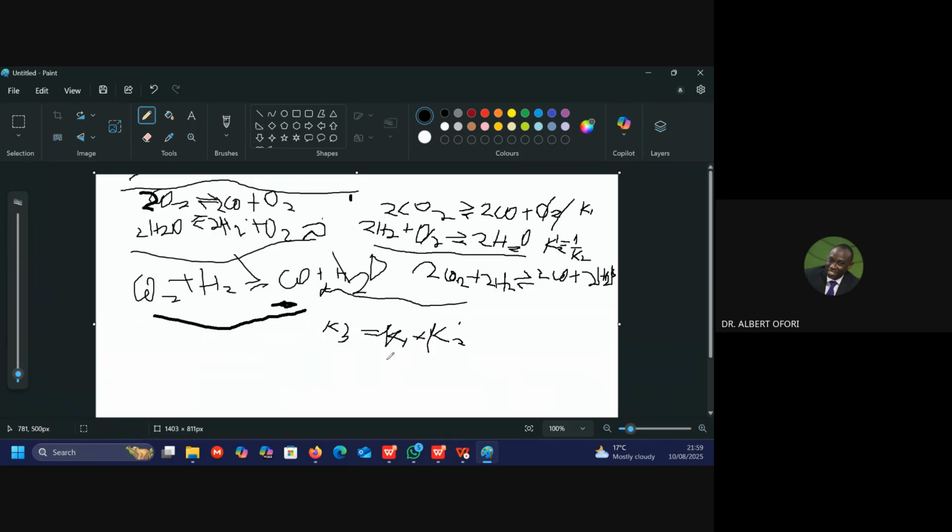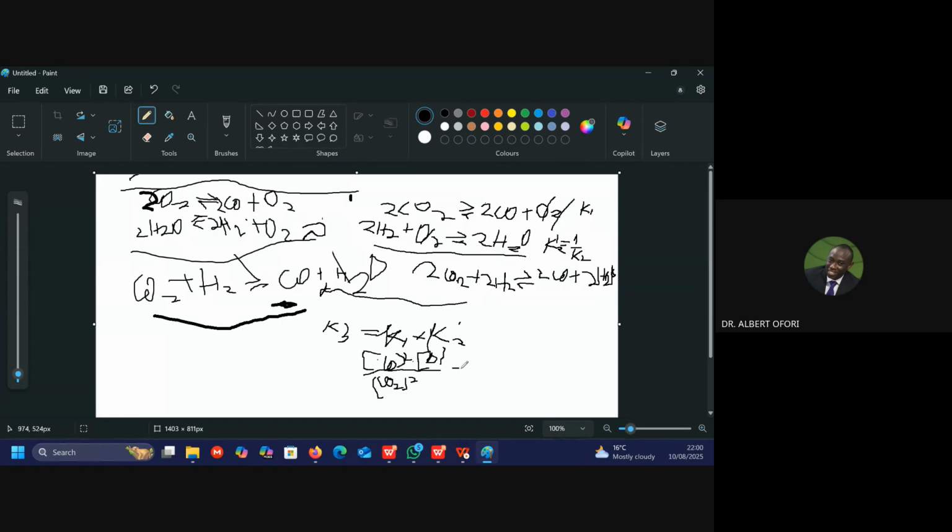So if you write it, K1 basically is just going to give you the concentration of the carbon monoxide raised to the power 2, multiplied by the concentration of the oxygen, divided by the concentration of the carbon dioxide, which is CO2, and that concentration is also going to be raised to the power 2. Is that okay? So that's K1.